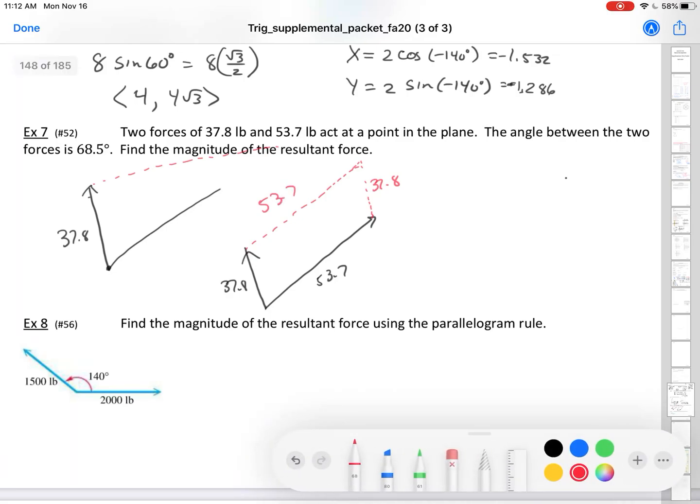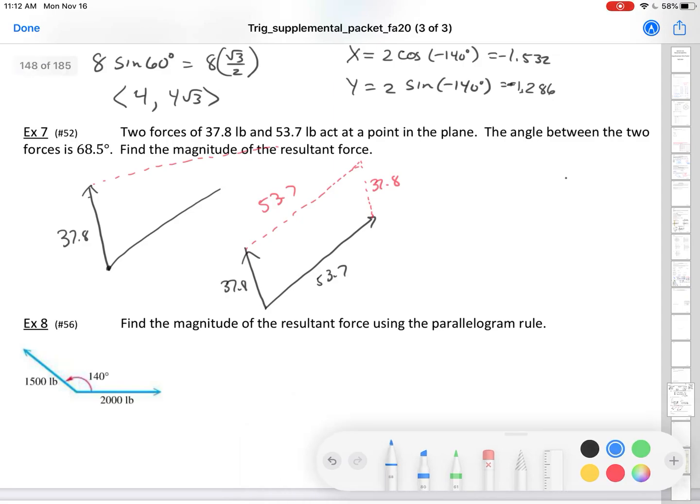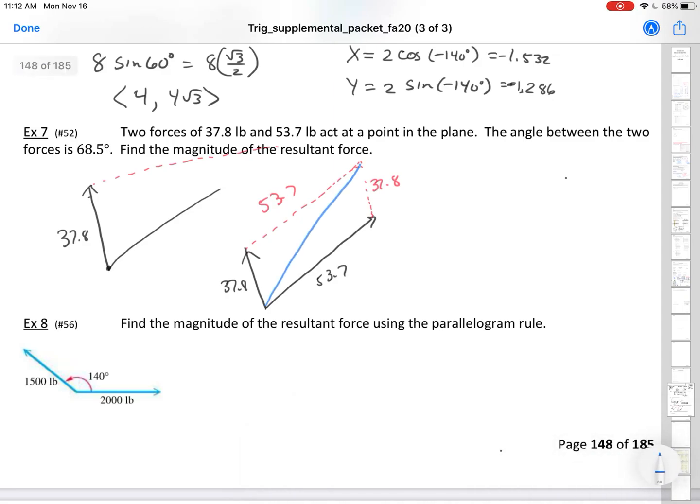What they're asking you to find, I'll put in blue: they're asking you to identify the magnitude of the resultant force. So they want the length of that line. So they want the magnitude, let's call this, for lack of a better way, u. They want the magnitude of this vector u. That's the resultant force, the force that has the two powers combined. Well, how are we going to do that?